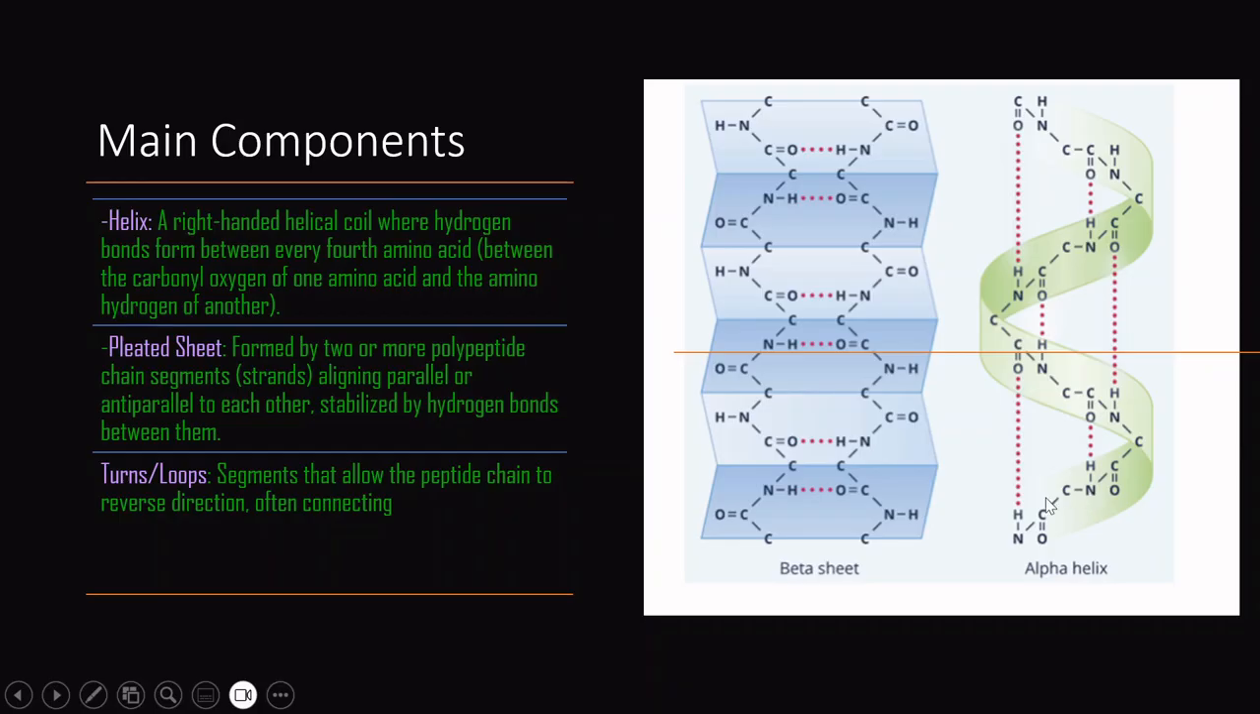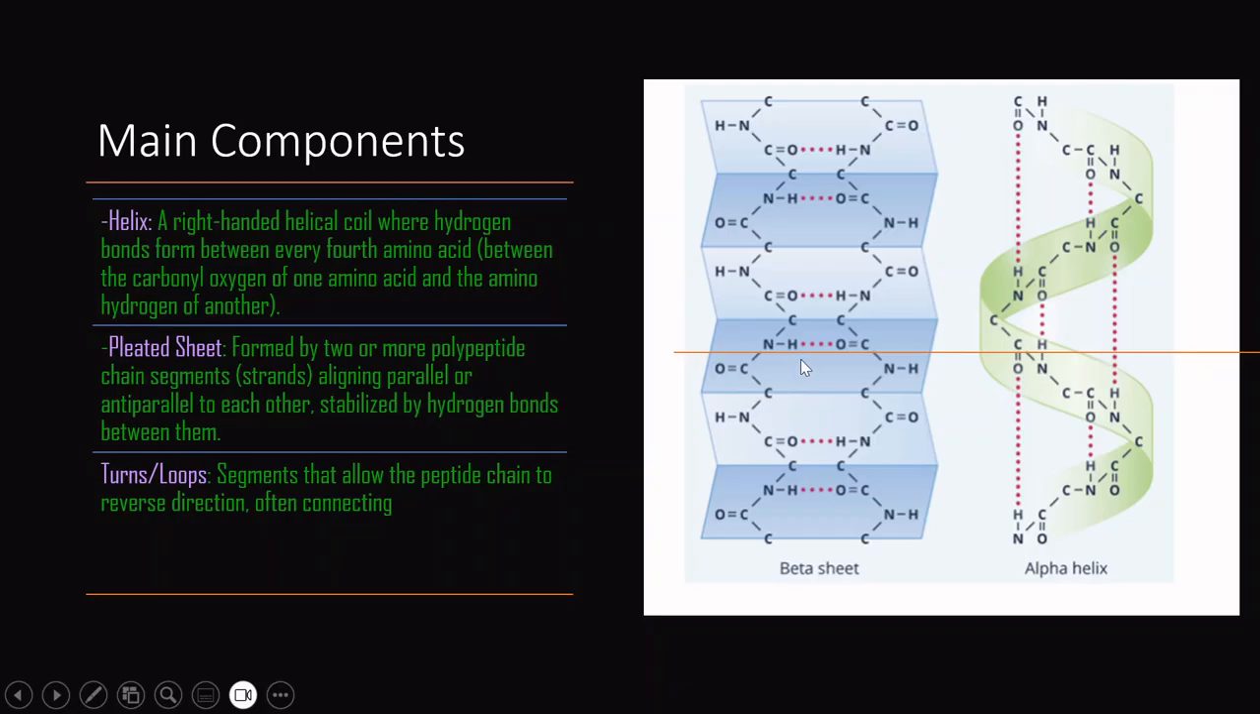And this is held together by hydrogen bonds between every fourth amino acid. So, if there is a hydrogen bond starting from this amino acid, then it forms the hydrogen bond with the carbonyl group of the fourth amino acid. So, hydrogen bonds form between every fourth amino acid. So, it will naturally form a right-handed helix.